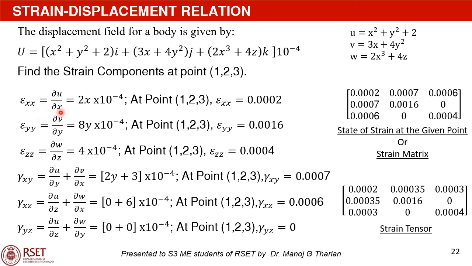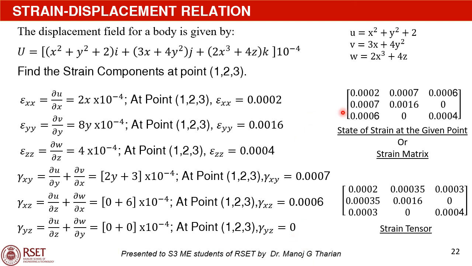Epsilon xx is equal to ∂u/∂x, taking the derivative and substituting the coordinate values 1, 2, 3, we will get epsilon xx is equal to 0.002. Similarly, epsilon yy we will obtain it as 0.0016, epsilon zz equal to 0.0004. Gamma xy is equal to 0.0007, gamma xz is equal to 0.0006, and gamma yz equal to 0.